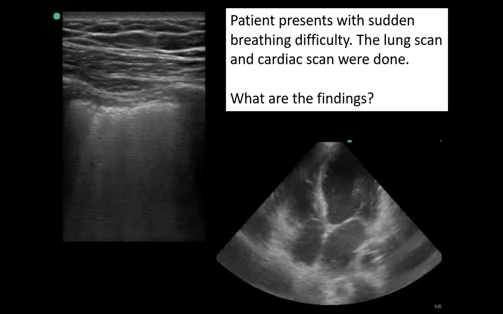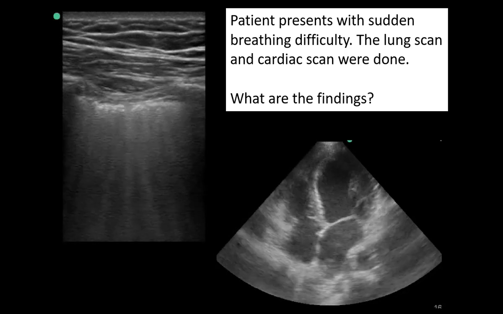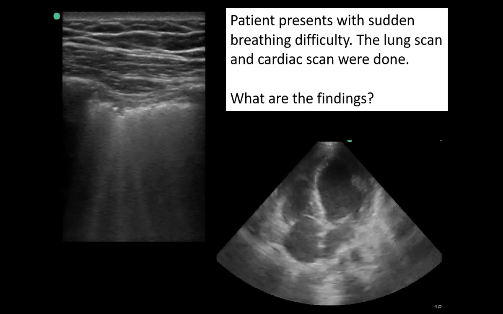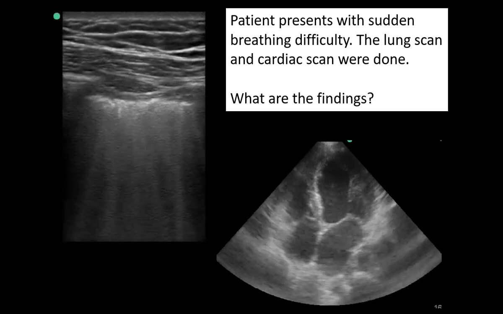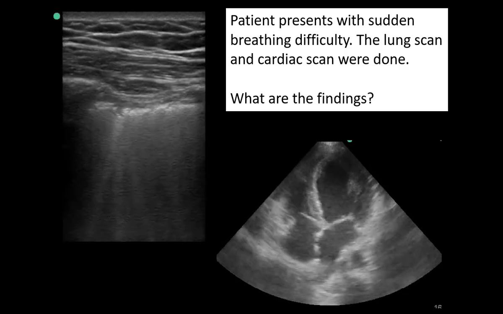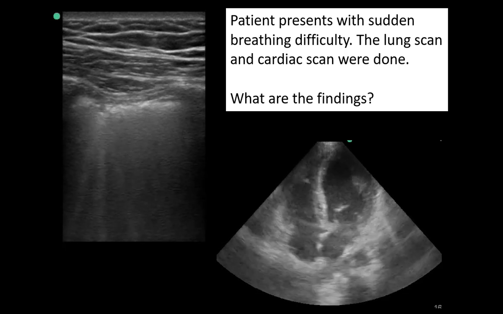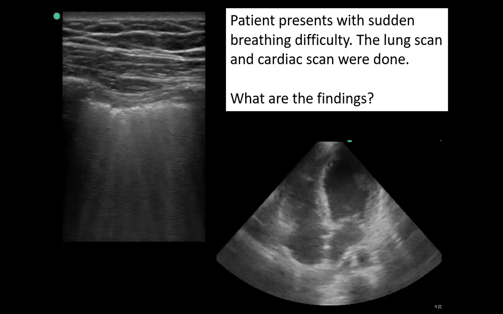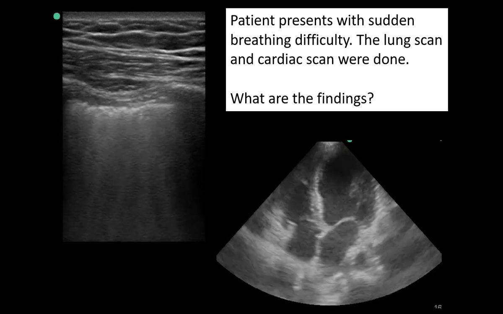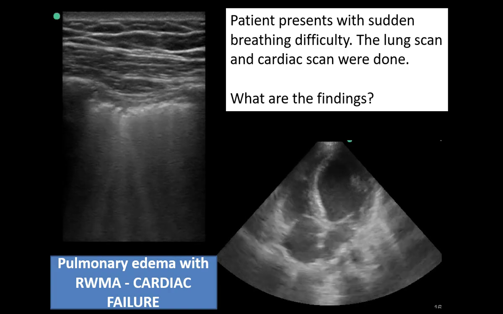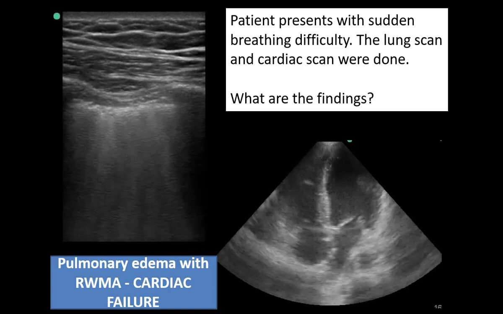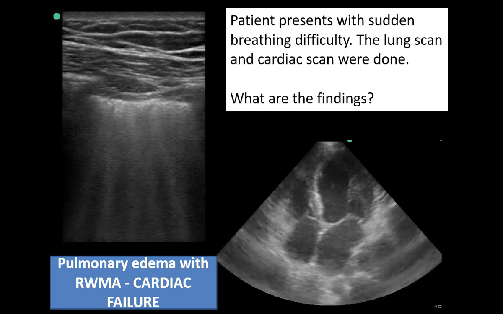Very little about ultrasound clips, how they are asked in exams and clinical syndromes. A patient presents with sudden breathing difficulty. The lung scan and cardiac scan were done. What are the findings? First, comment on the lungs. There are multiple B lines, which means the lung is congested. And what do you see here? Yeah, there is severe LV dysfunction. So your diagnosis is pulmonary edema with regional wall motion abnormality because of cardiac failure.